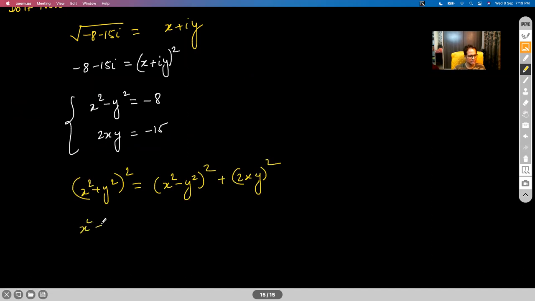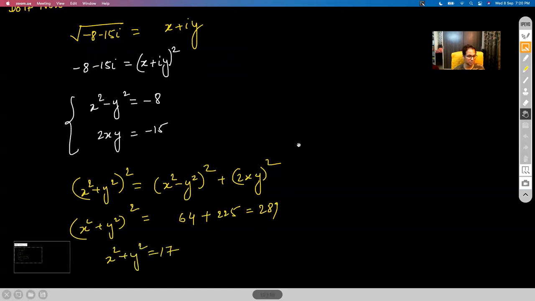Okay, that means (x square plus y square) whole square is equal to minus 8 square, which is 64, and (2xy) the whole square, which is 225, which is 289. So x square plus y square is equal to 17. Only 17 is possible. No plus minus, please.